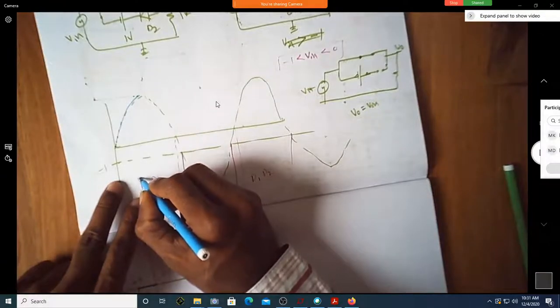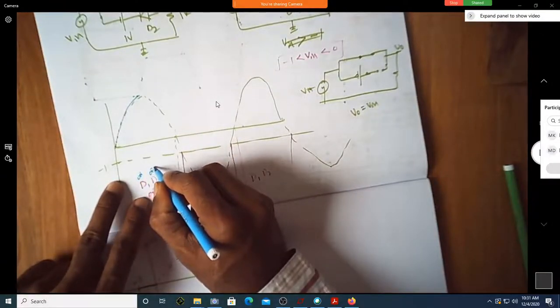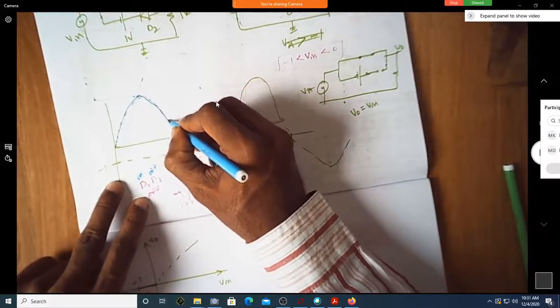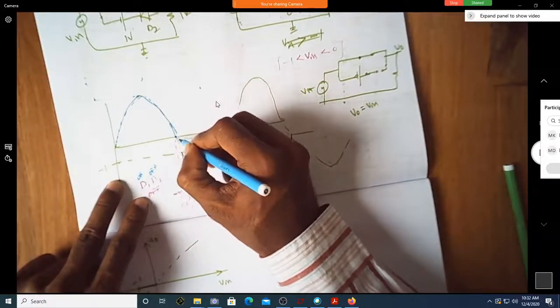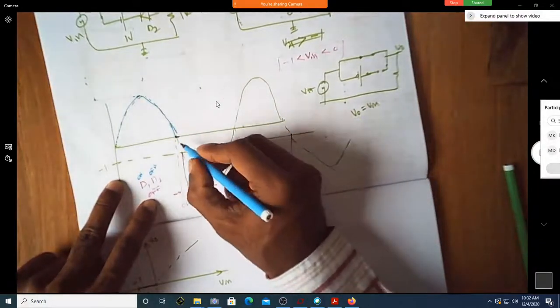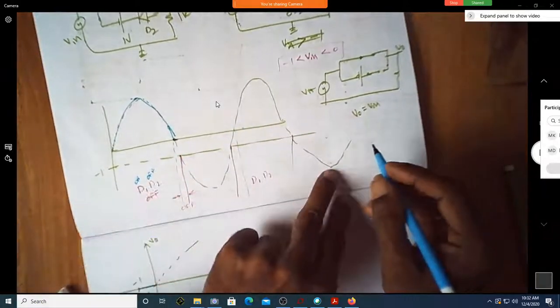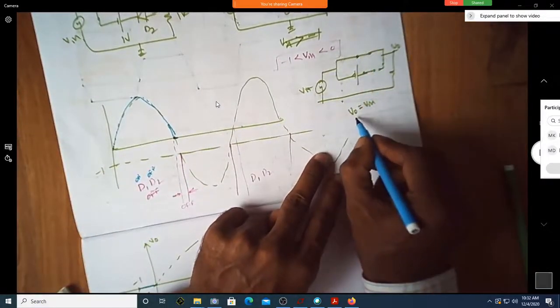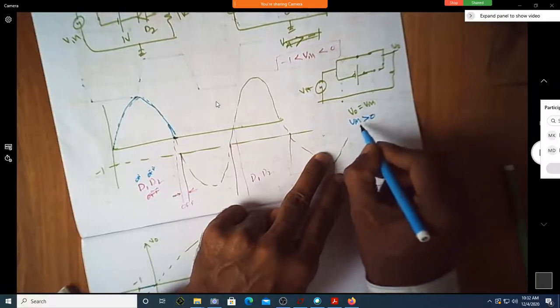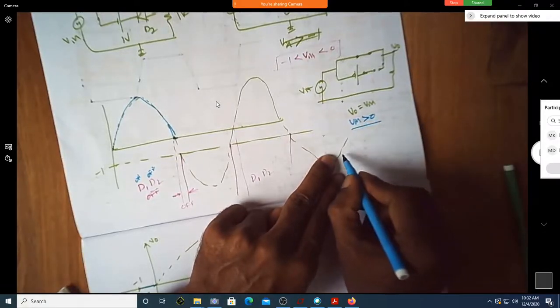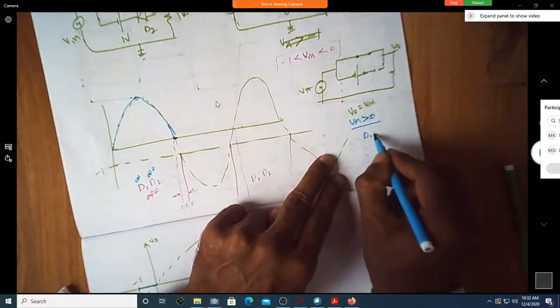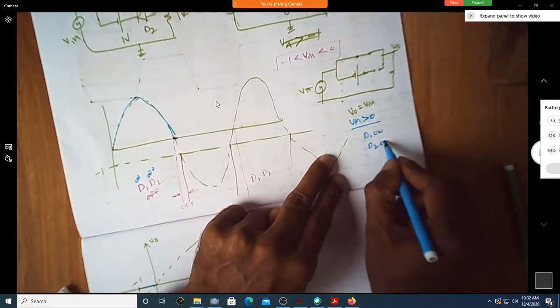Whenever D1 is on, D2 is off, it follows the input voltage. It follows the input voltage here, then it becomes 0, and then it is okay. This is when V in is greater than 0, correct? This is when D1 on, D2 off.